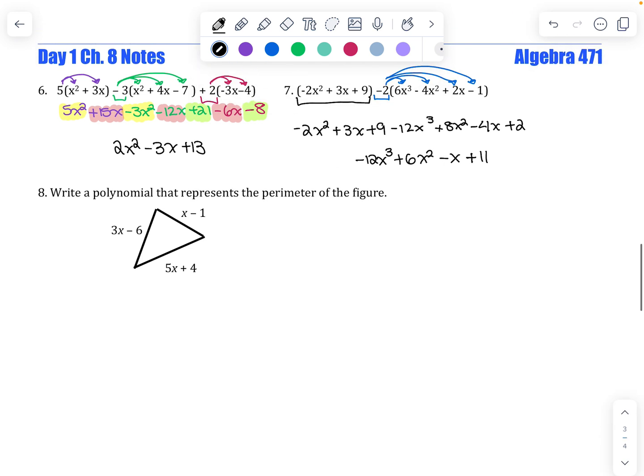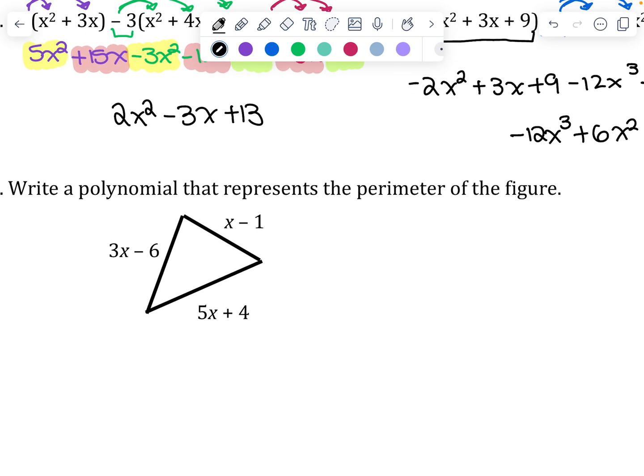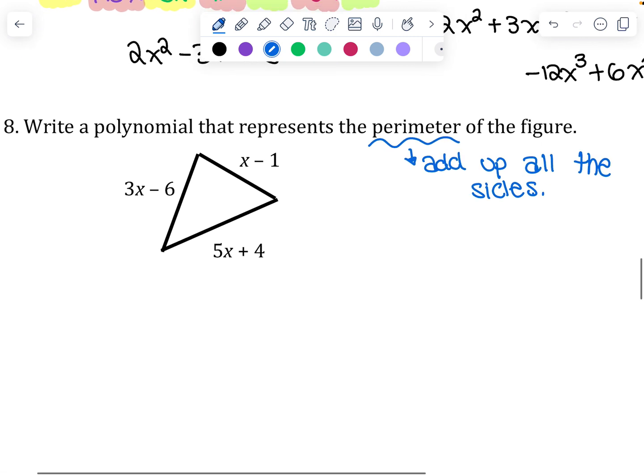All right, last one. So if I want to write a polynomial that represents the perimeter of a figure, hopefully you're like, ooh, perimeter. What do I know about the perimeter of any shape in the world? Well, perimeter means to just add up all the sides I see. I'm not multiplying, I'm not doing any of that. I'm adding up all the sides. I like to put them in parentheses just to keep them safe first.